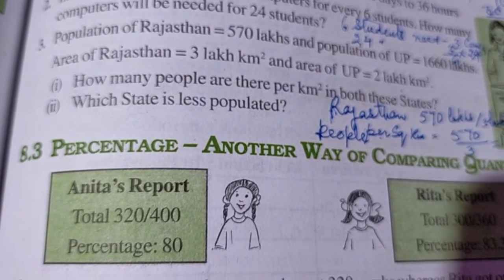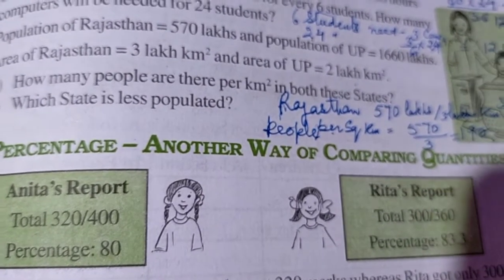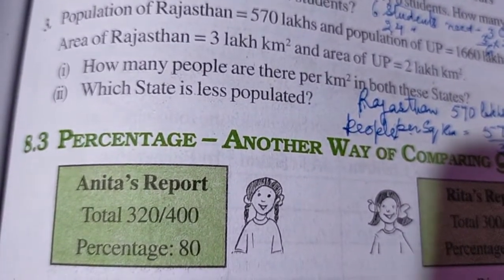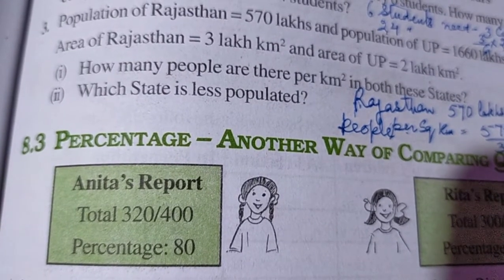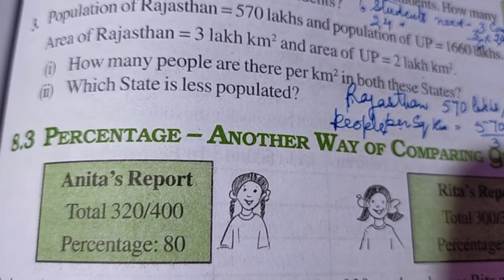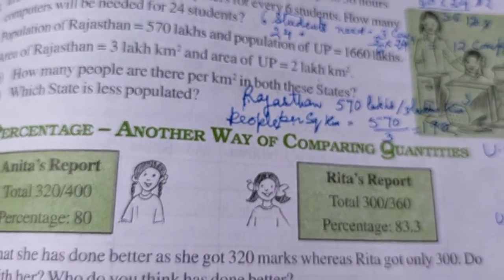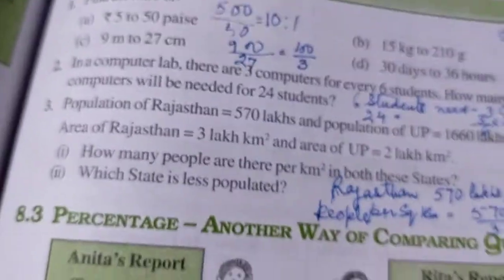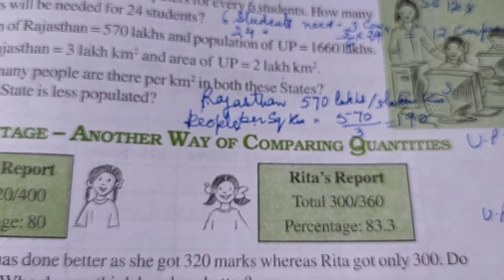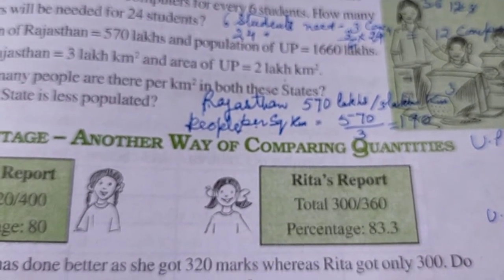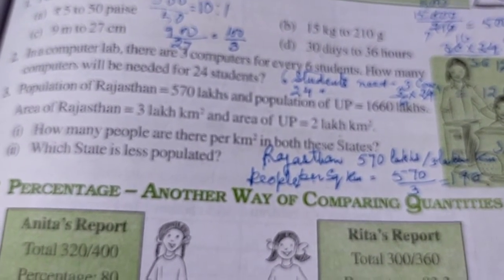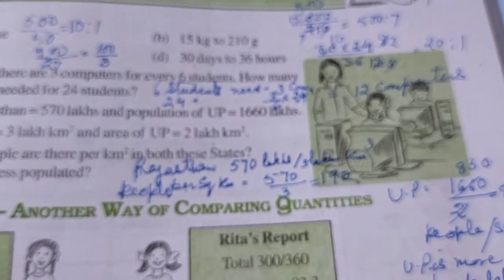Population of Rajasthan is equal to 570 lakhs and population of UP is 1660 lakhs. Area of Rajasthan is 3 lakh kilometers square and area of UP is 2 lakh kilometers square. So now they are asking how many people are there per kilometer square in both these states. So Rajasthan has 570 lakhs per 3 lakh kilometer square. Divide both of them. You will get the answer.